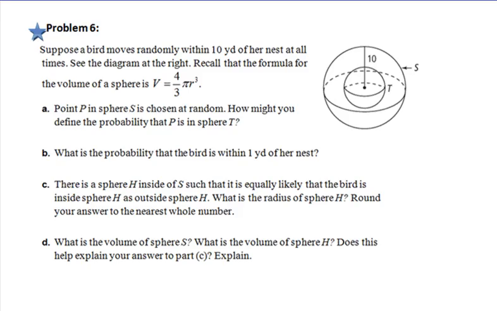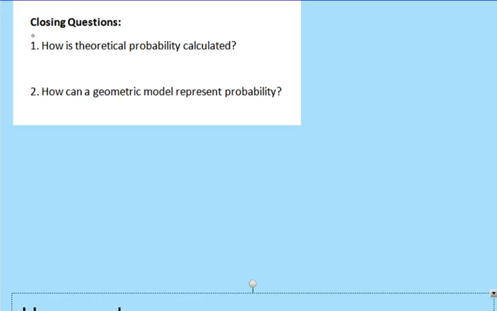We'll look at this next time, problem 6, see if you can figure it out a little bit. Go for it. It has to do with volume of a sphere. And then please do answer the 2 closing questions. What is theoretical probability? How is that calculated? How can a geometric model represent probability?